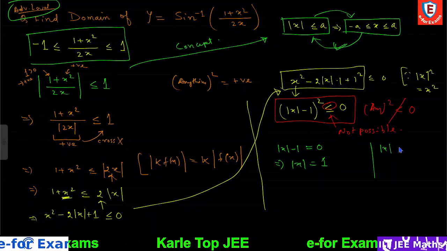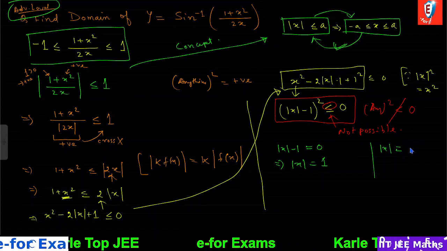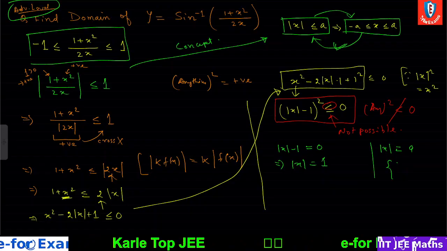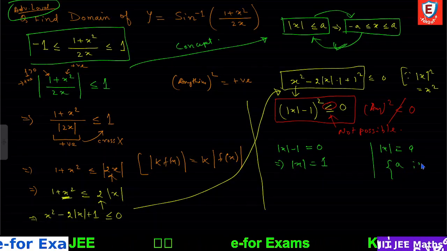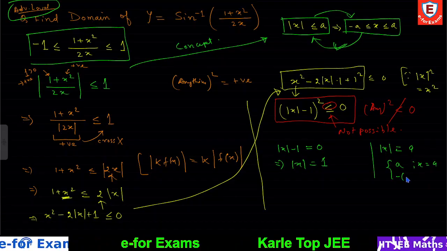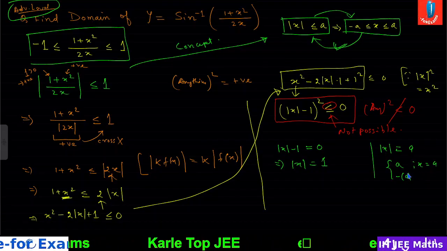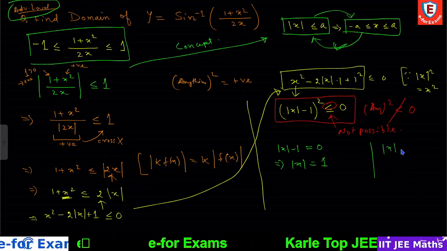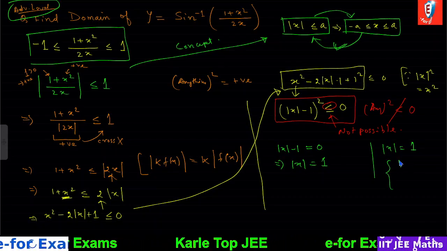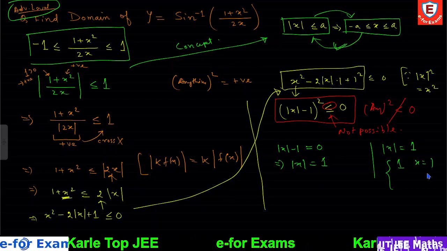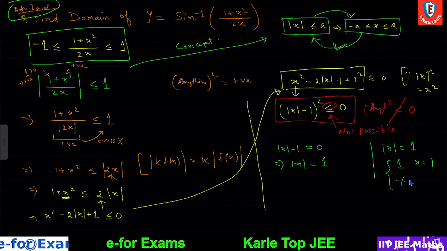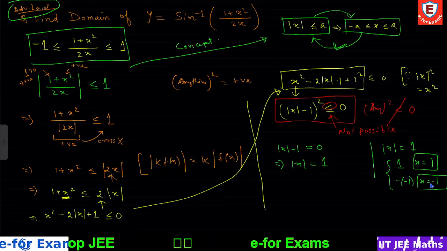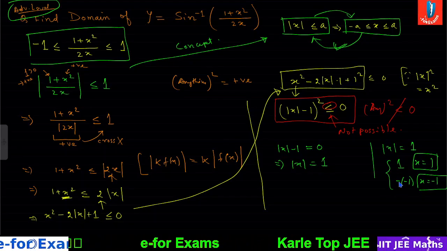And we know that mod of x equal to a means x can be either a, when x is equal to a, or minus of a. See here, mod of x equal to 1. This means x equal to 1, and minus of minus 1 when x equal to minus 1. So x can be either 1 or minus 1. Even if x is minus 1, the result will be minus of minus 1, which is 1.